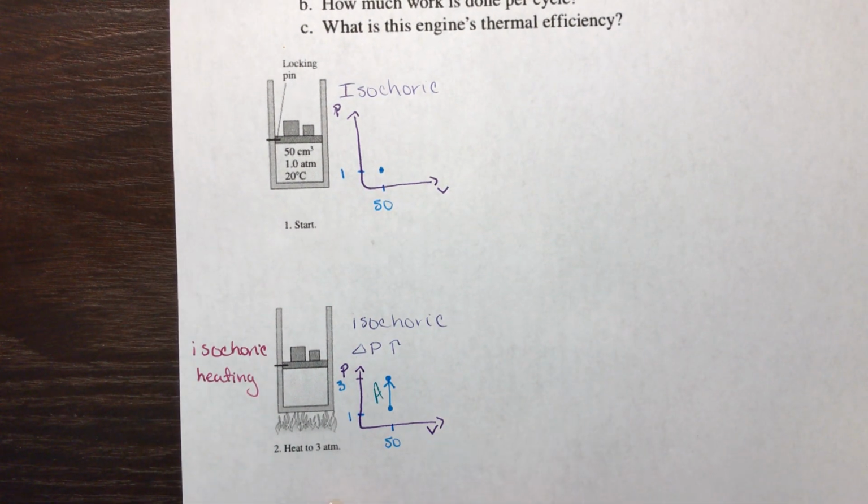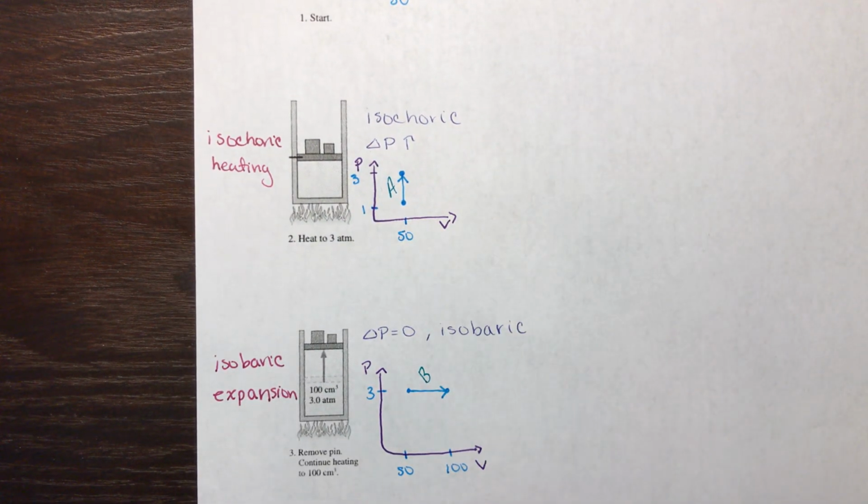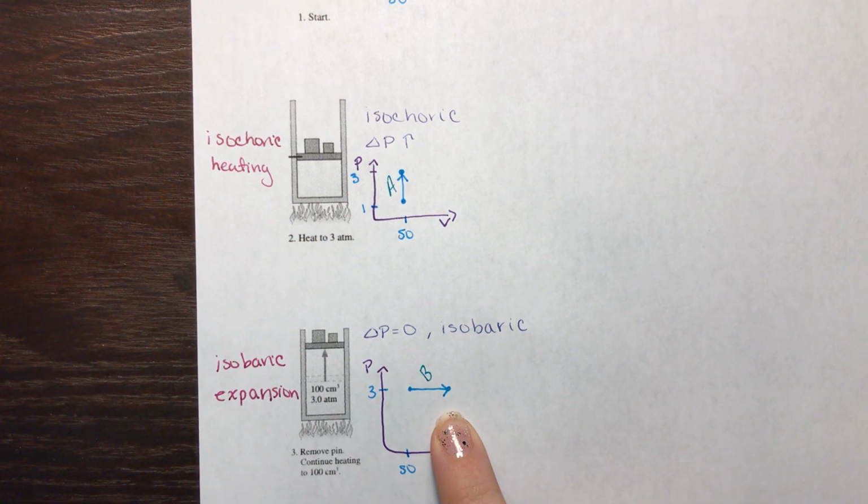In the second step, we add heat to this system and our pressure will increase, and we get our first part for the cycle. It's a vertical line going up with constant volume, and we have an increase in pressure, and we're going to label this part of the process A. Secondly, we remove the pin and we have an expansion. This expansion happens at constant pressure, so we get this horizontal line, and we will be labeling this B.